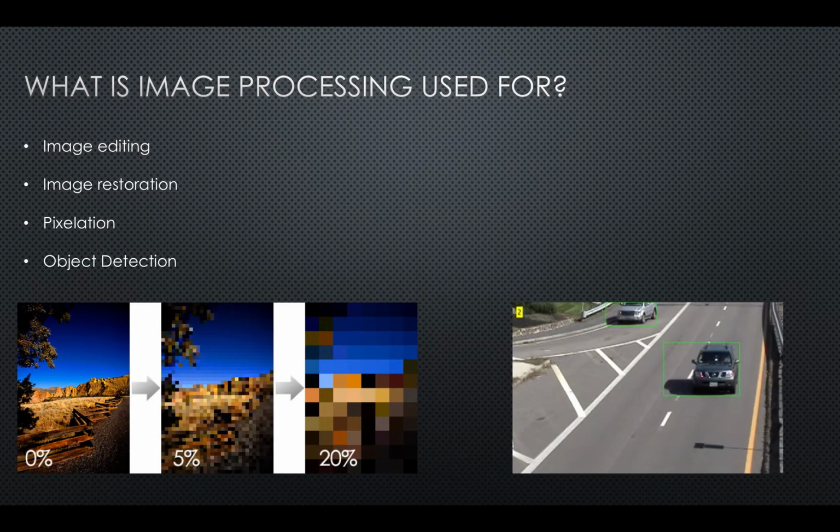So some may ask, what is image processing used for? Image processing can be used for image editing, image restoration, pixelation, and object detection. For image editing, there are image editors out there available that allow you to select parts of an image without affecting the entire image. Image editors also allow you to resize images through image scaling, making them either larger or smaller. And some image editors even allow you to crop out a portion of the image. There's also so many other features that come with these image editors, but we won't get into too much detail.